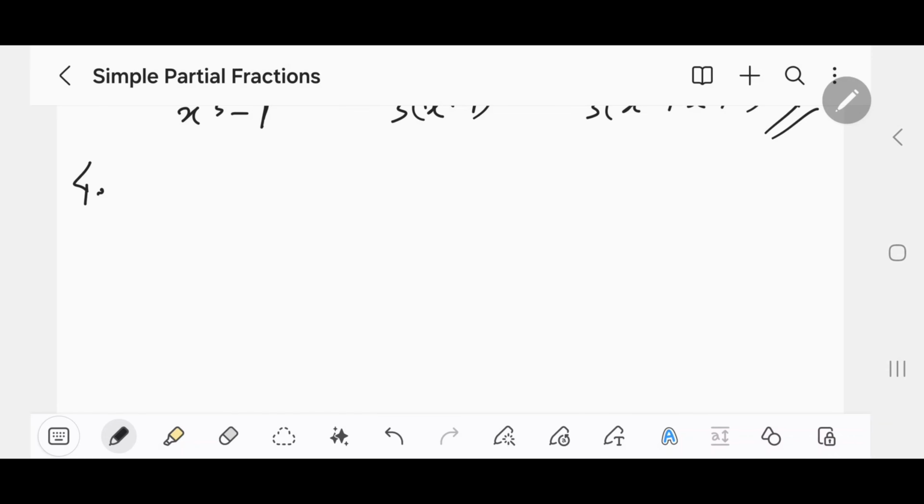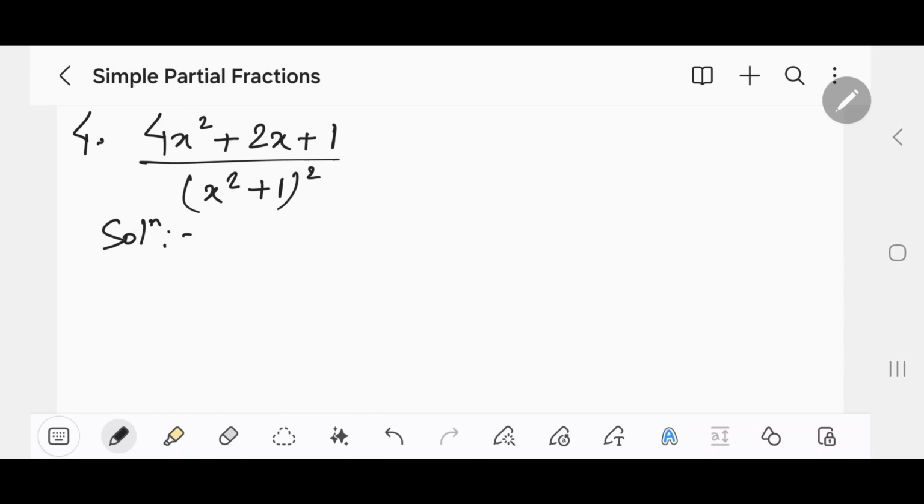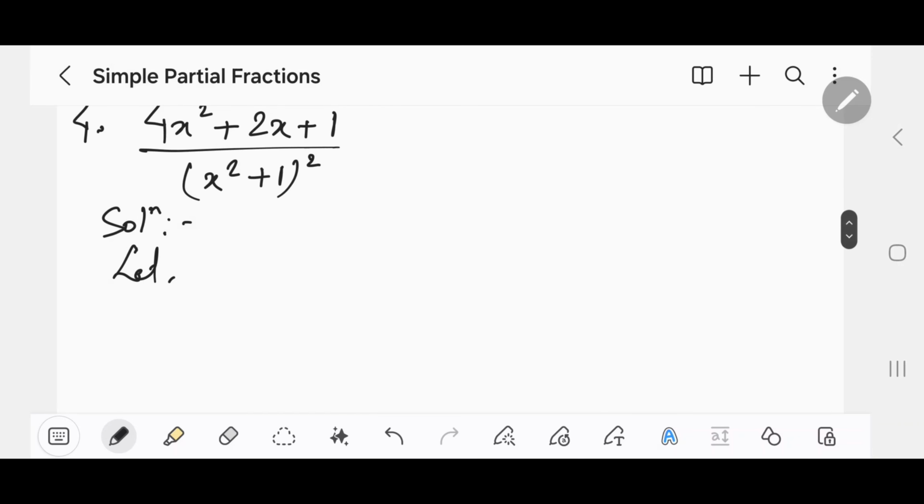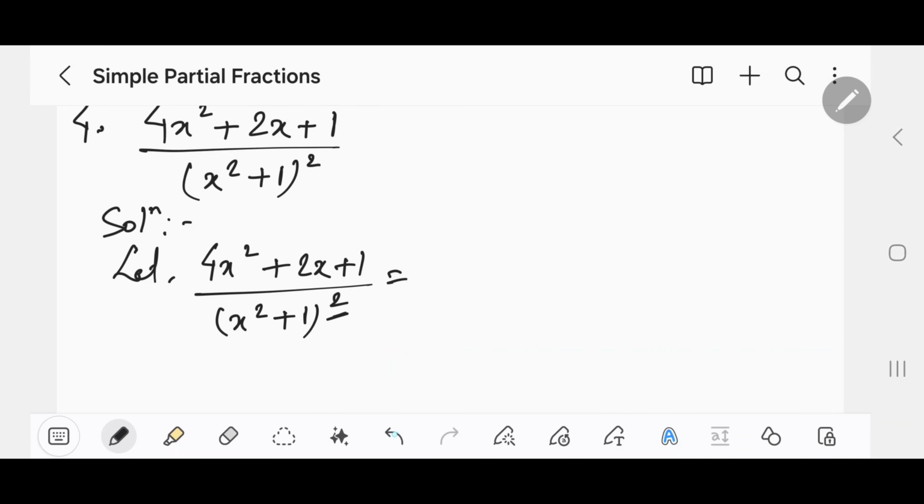Let the problem be 4x square plus 2x plus 1 divided by (x square plus 1) whole square. As this is already a proper rational function, because here the highest degree is 2 and in the denominator the highest degree would be 4. Solution. Now this is a quadratic factor repeated 2 times.